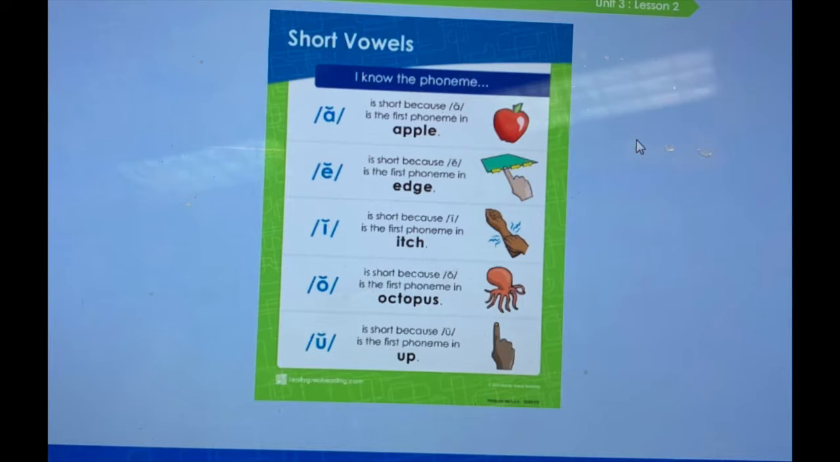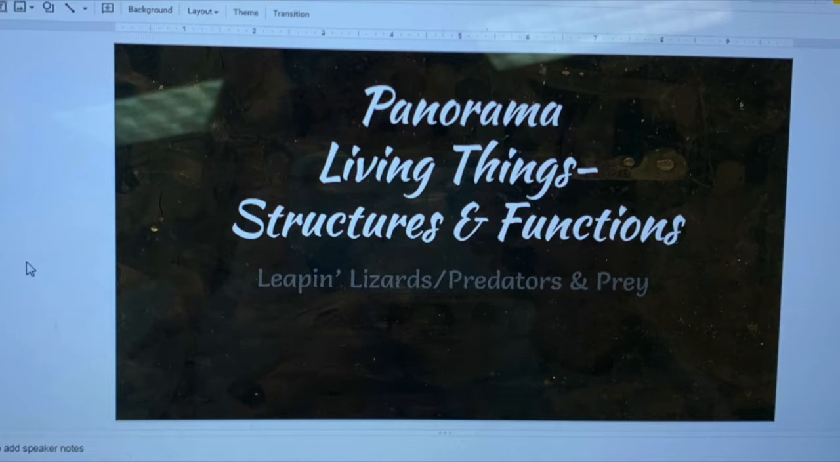Next, they worked on short vowels, and she had the students unmute themselves and pronounce the short vowels of A, E, I, O, and U. And that is the phonics program. Next, she went into the Panorama, which also goes along with the curriculum. It's also science-based as well.